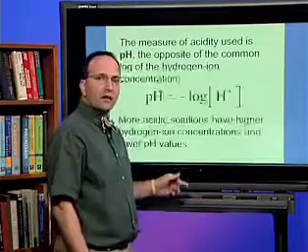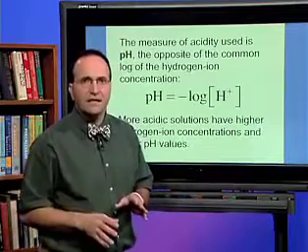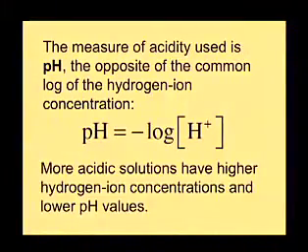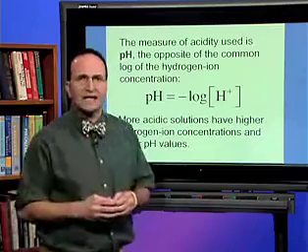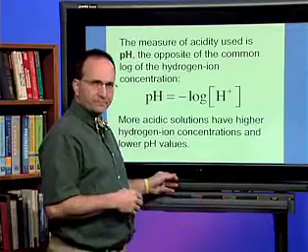So let's take a look. The measure of acidity, which is pH, is the opposite of the common logarithm of the hydrogen ion concentration. In other words, pH is negative the log of the hydrogen ion concentration. The more acidic solutions have higher hydrogen ion concentrations, and therefore they have lower pH values. Let's see this in action by looking at an example.